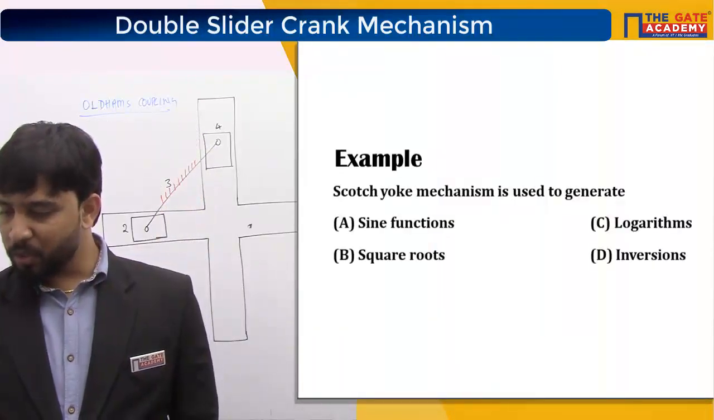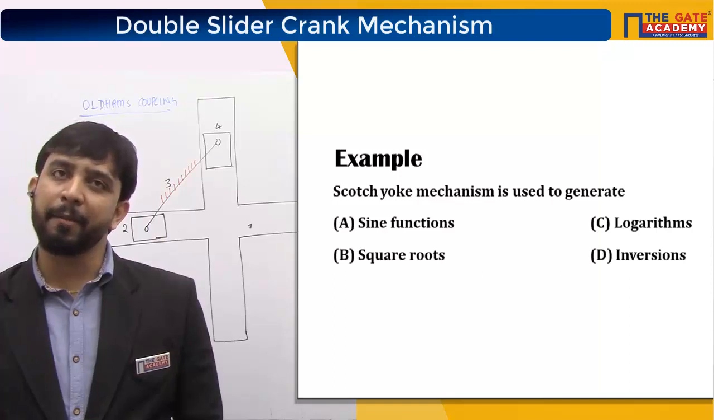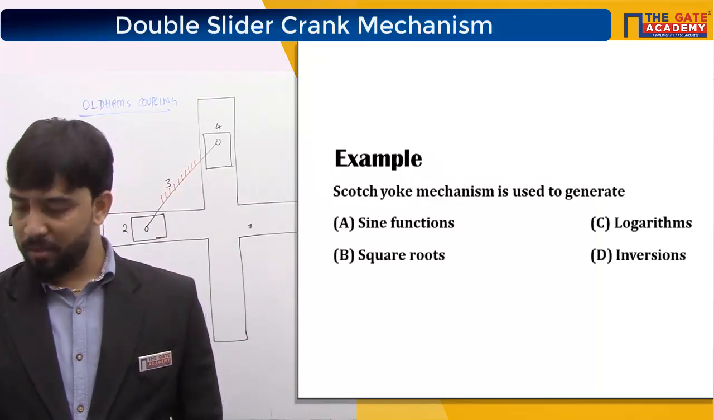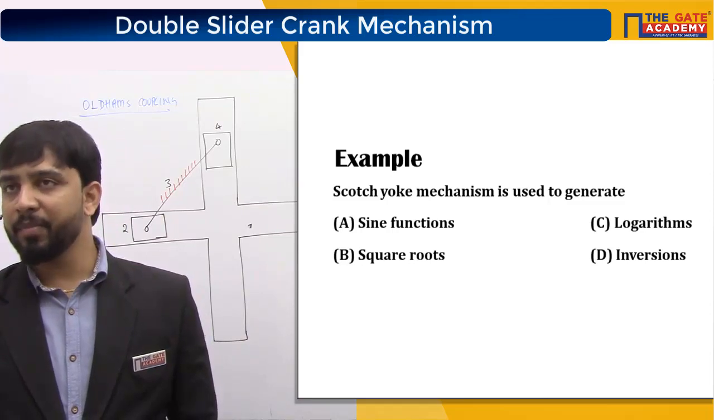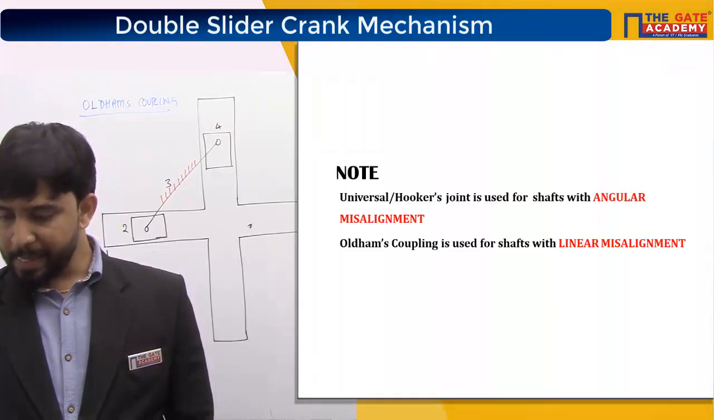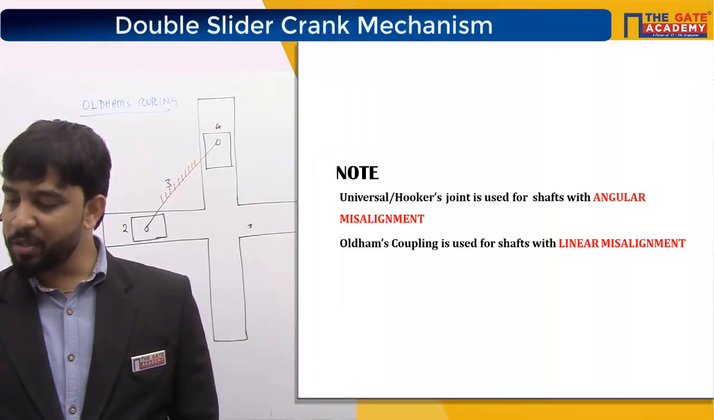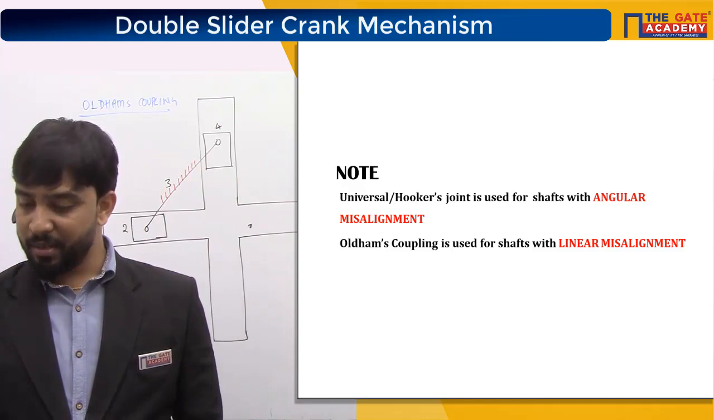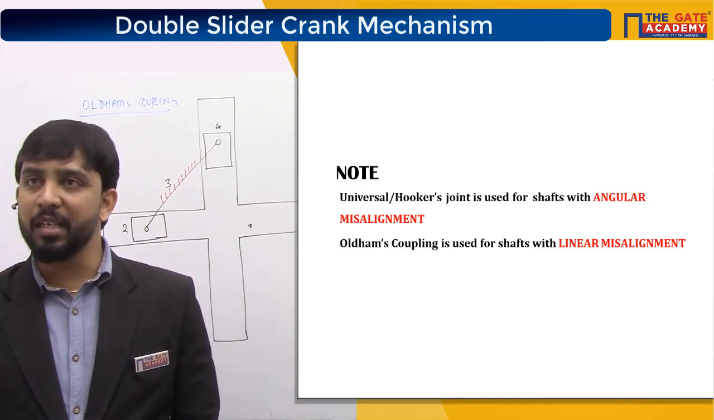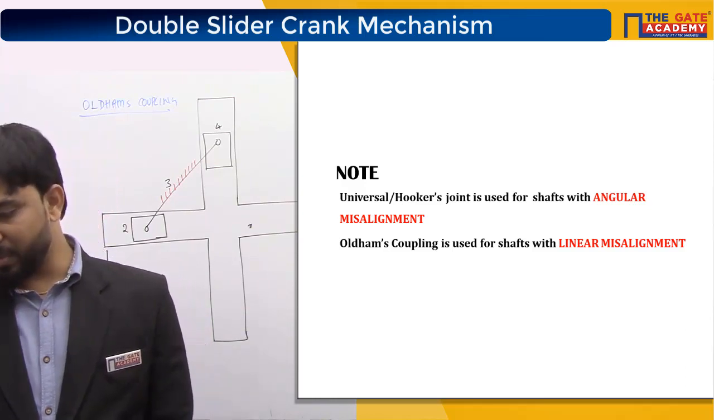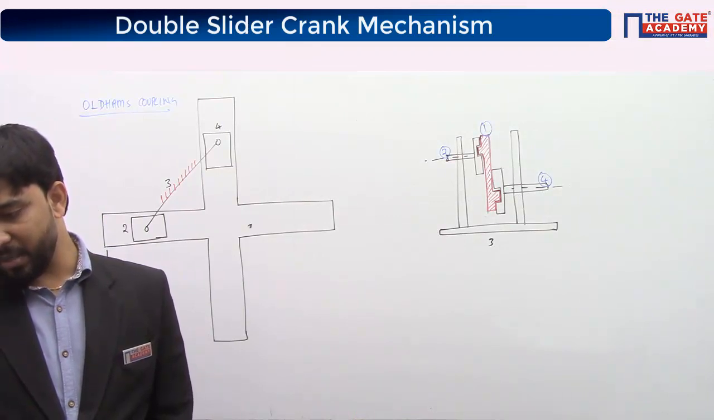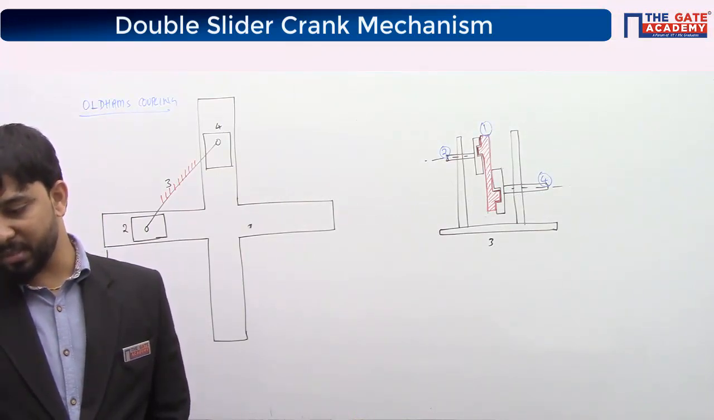Scotch-yoke mechanism is used for generating sine functions. It's a sine function generator, okay? So universal coupling or Hooke's joint is used for shafts with angular misalignments, and Oldham's coupling is used for shafts with linear misalignment, okay? It's a very important point. We'll discuss mechanical advantage later, once we are done with velocity analysis.